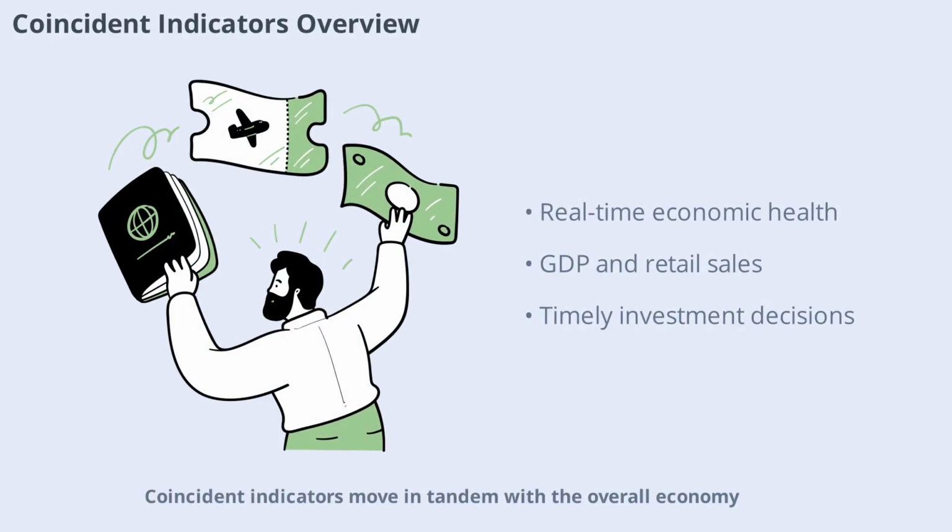Coincident indicators move in tandem with the overall economy. They provide real-time snapshots of economic health. Examples include GDP, industrial production, and retail sales. Investors use these indicators to assess current conditions and make timely decisions.